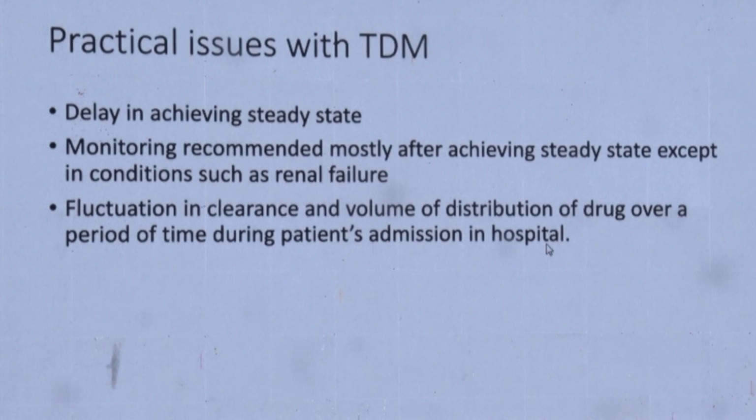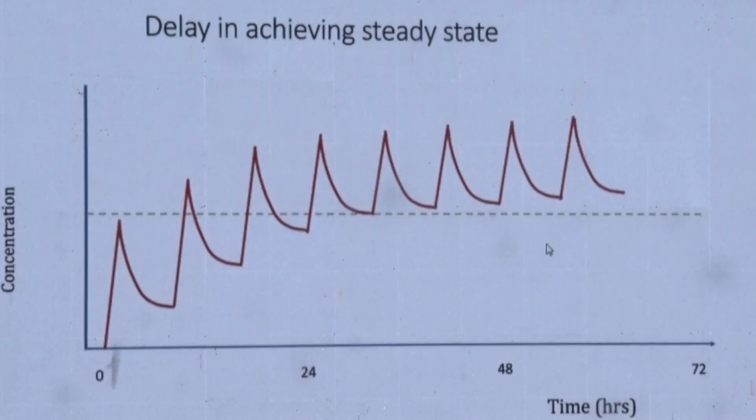So especially in patients with renal failure, the half-life of drugs increases. So that is kind of difficult to understand when to monitor, etc. And there is fluctuation in clearance and volume of distribution of the drug over a period of time during the patient's admission in hospital. So even though on day 3 the antibiotic levels were okay, on day 5 the antibiotic levels may not be okay. So the issue here is you need to do monitoring as frequently as possible. Okay. So first of all, there is a delay in achieving steady state. We can't wait till the steady state is achieved to do monitoring for dose adjustment.